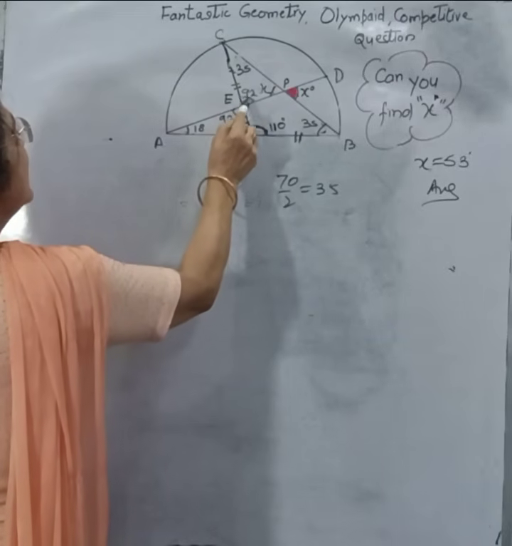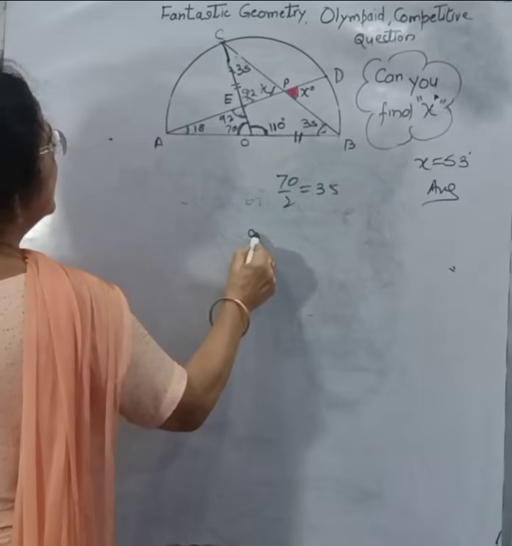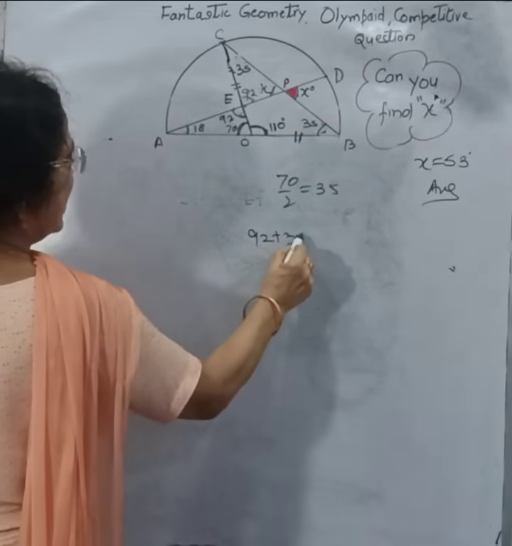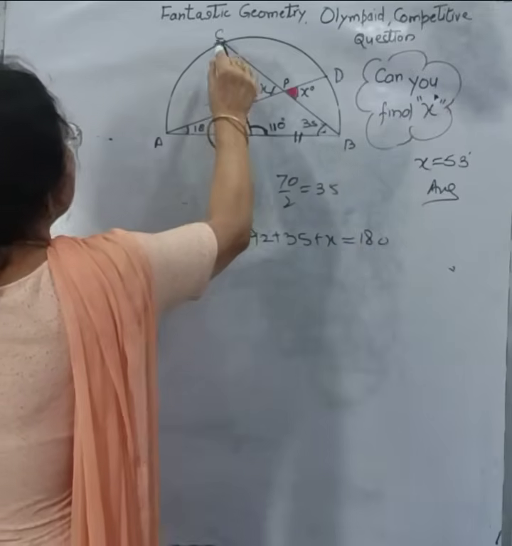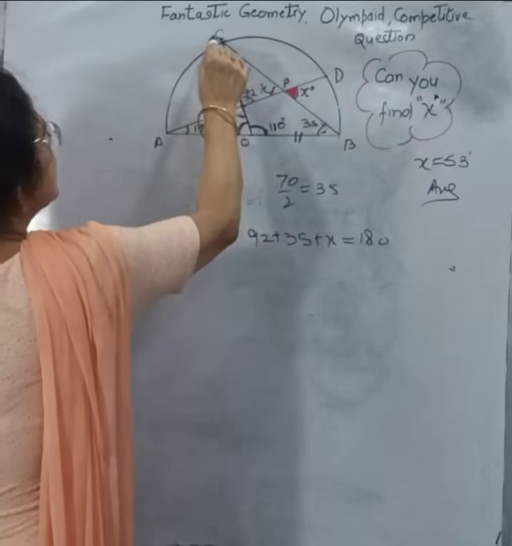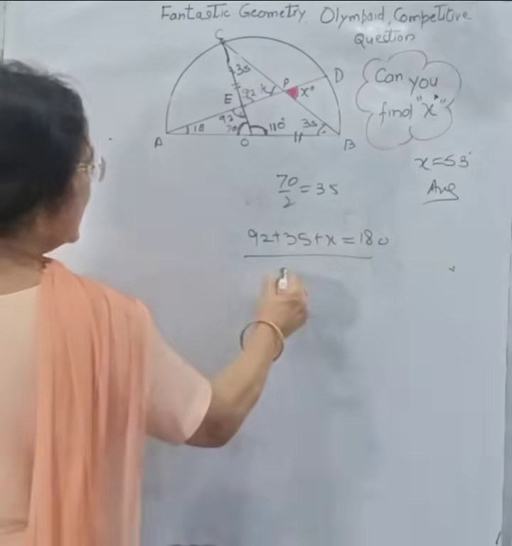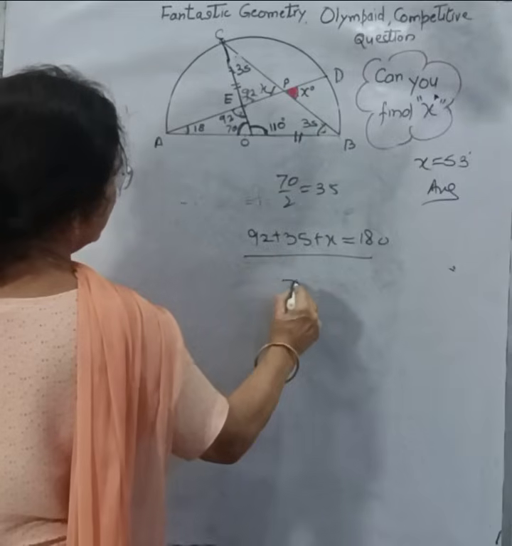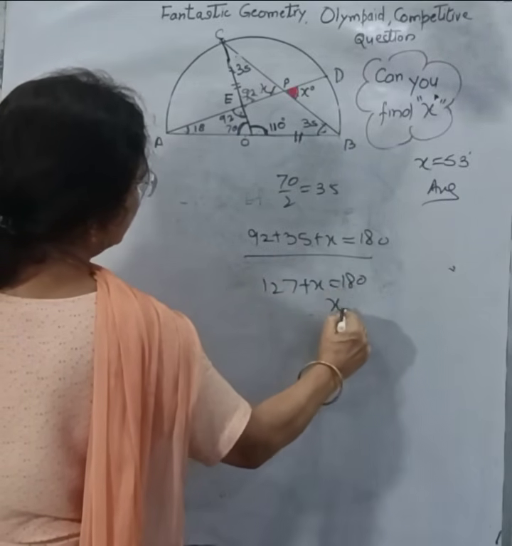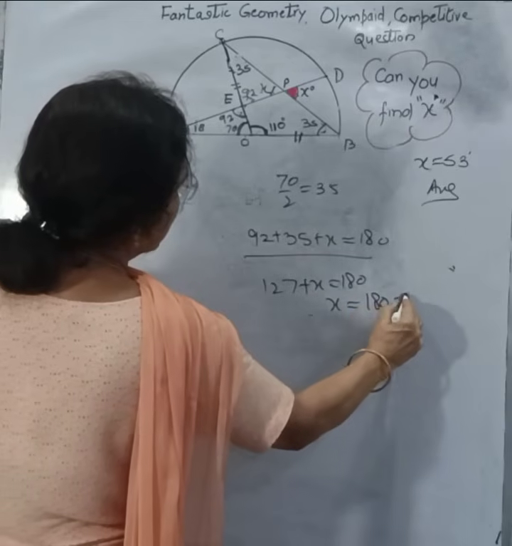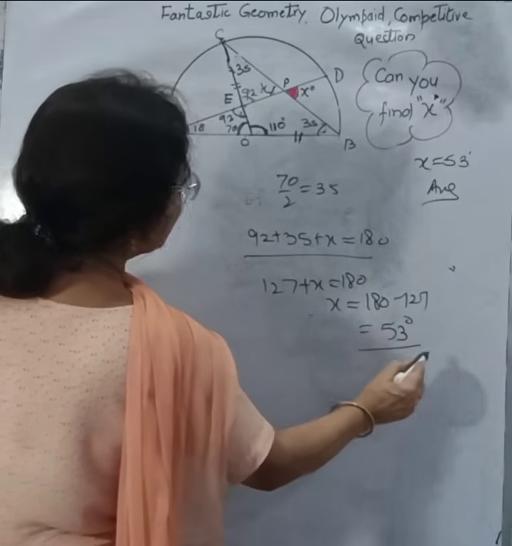Okay, opposite angle है, then it is 92, it is 35, it is x, it means 92 plus 35 plus x will be equal to 180, because in this triangle CEP, the addition of all three angles should be 180. So 127 plus x is equal to 180, and x will be equal to 180 minus 127, that is 53. This is simply the answer.